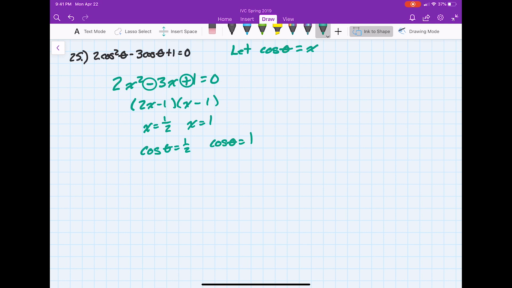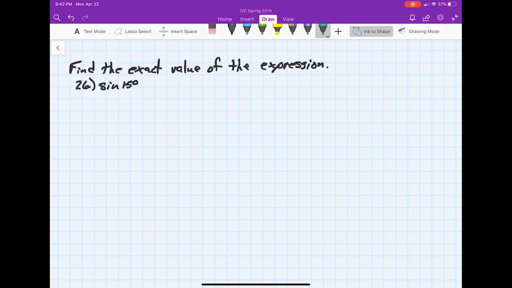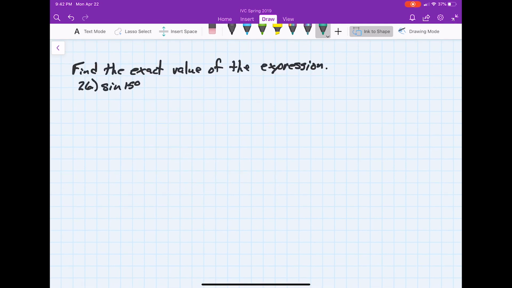Now, when does that all happen? Well, theta would equal, when cosine's 1/2 and it's positive, pi over 3 and 5 pi over 3. And then when is cosine 1? Well, at 0. And there you go. That's the end of that one. Pretty easy. Almost as easy as the last one. Anyway, on to number 26.